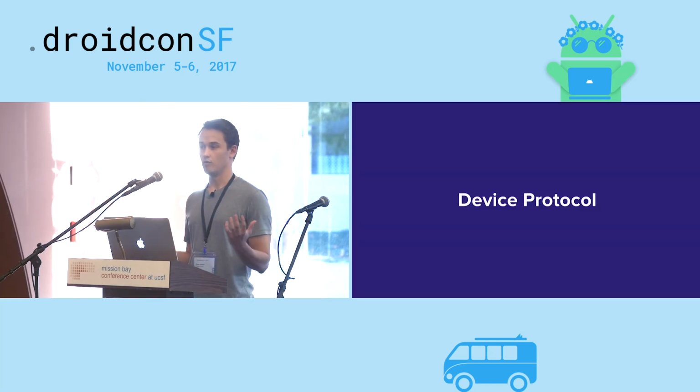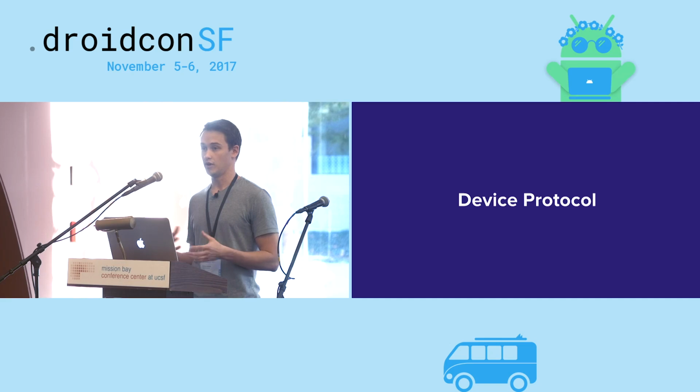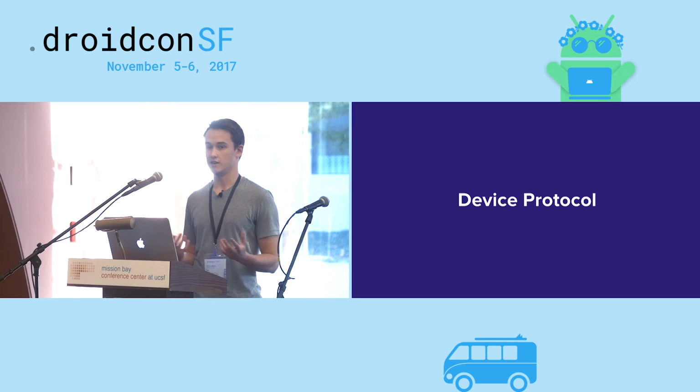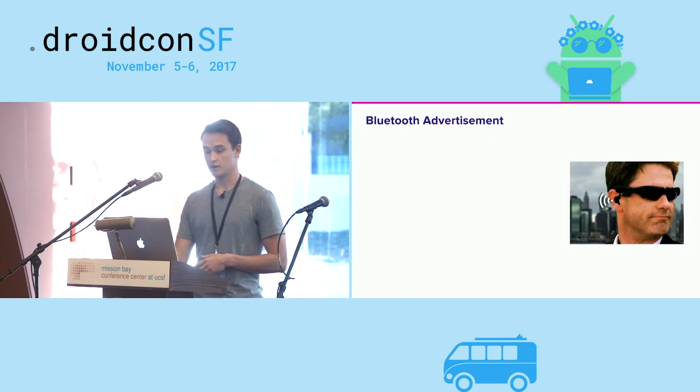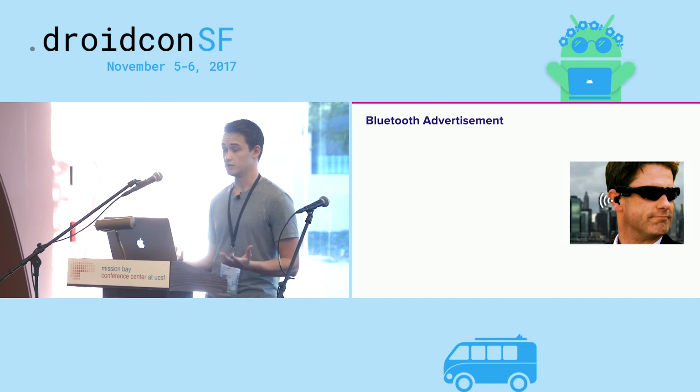So now that we know what we're building, we can work with the hardware. Lyft didn't actually build the hardware ourselves. We outsourced it to another company. They came back to us and handed me a 26-page device protocol of how the hardware actually worked. I took that and broke it up into a few sections that are a little bit more digestible. The first section is the Bluetooth advertisement.